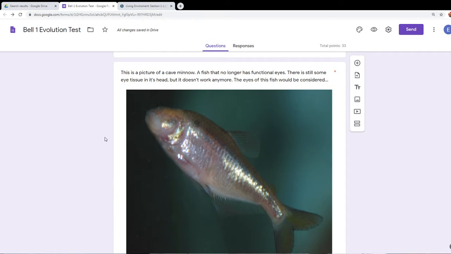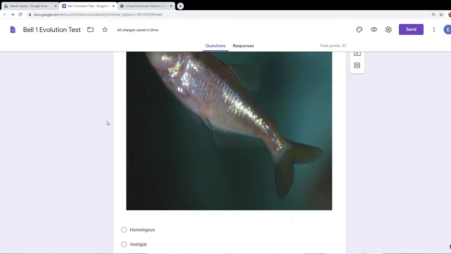All right, question three. This is a picture of a cave minnow that you see right here, a fish that no longer has functional eyes. There's still some eye tissue, so if you see this little shiny bit up here in the head where the pointer's going around, there's still like an eye in there, but it doesn't work anymore. It doesn't do anything. It's just sort of leftover.